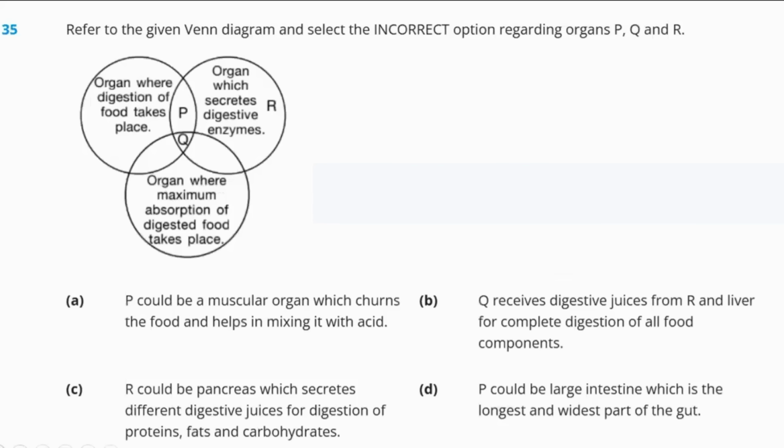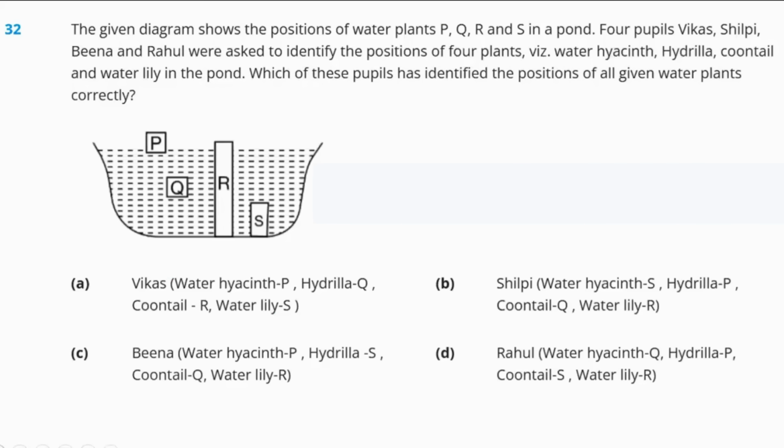Next question, question number 32 now. Okay, the given diagram shows the position of water plants P, Q, R, and S in a pond. 4 pupils, Vikas, Shilpi, Beena, and Rahul, were asked to identify the position of 4 plants: water hyacinth, hydrilla, coontail, and water lily in the pond. Which of the pupils have identified the positions of the given water plants?